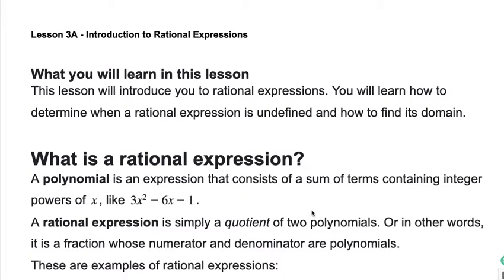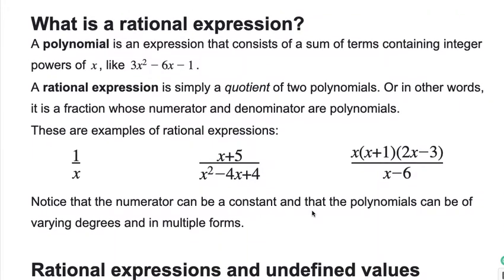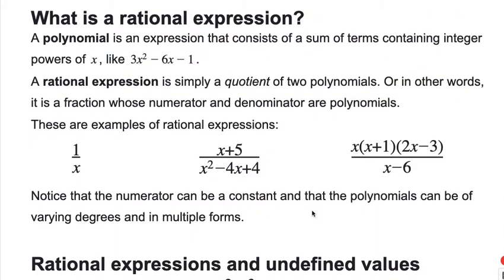Okay, so first of all, what is a rational expression? Like we said in the previous unit, a polynomial is an expression that consists of a sum of terms containing integer powers. So a quadratic would be a polynomial, like 3x squared minus 6x minus 1. Other examples of higher degrees might include something like 4x to the 5th minus 3x squared plus 2x minus 4. So this polynomial here just has a higher degree.